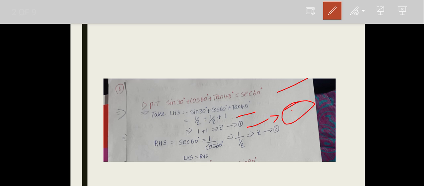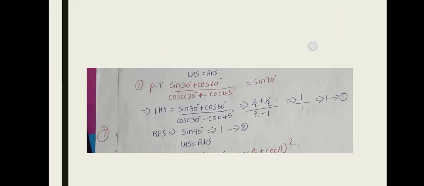Then for the RHS we take secant 60. Secant is the reciprocal of cos, so it is 1 by cos 60. What is the cos 60 value? It is 1 by 2. So if the 2 goes into the numerator, we get only 2. So we can say LHS equals RHS. Next problem.